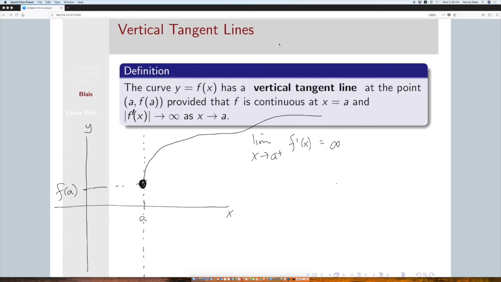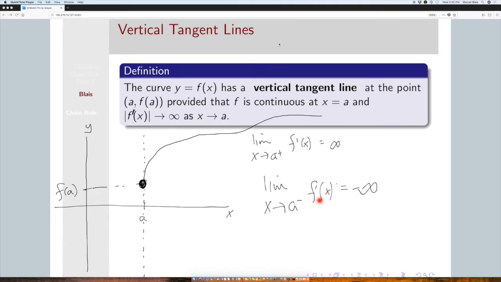And we could also say in this case, let's say this is also the limit as... well, why don't we do it a little different? Why don't we say the limit as x approaches a minus of f prime of x. Let's say it was minus infinity.